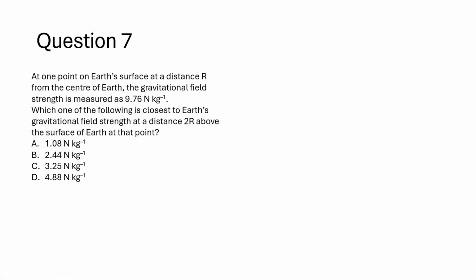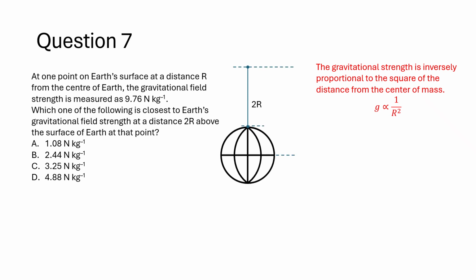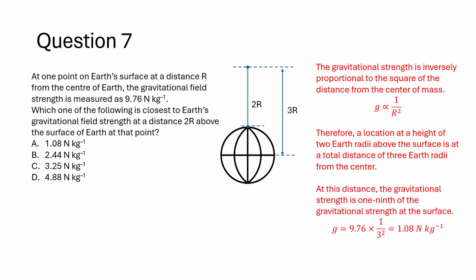The gravitational strength is inversely proportional to the square of the distance from the center of mass. Therefore, a location at a height of 2 Earth radii above the surface is at a total distance of 3 Earth radii from the center. At this distance, the gravitational strength is 1/9 of the gravitational strength at the surface.